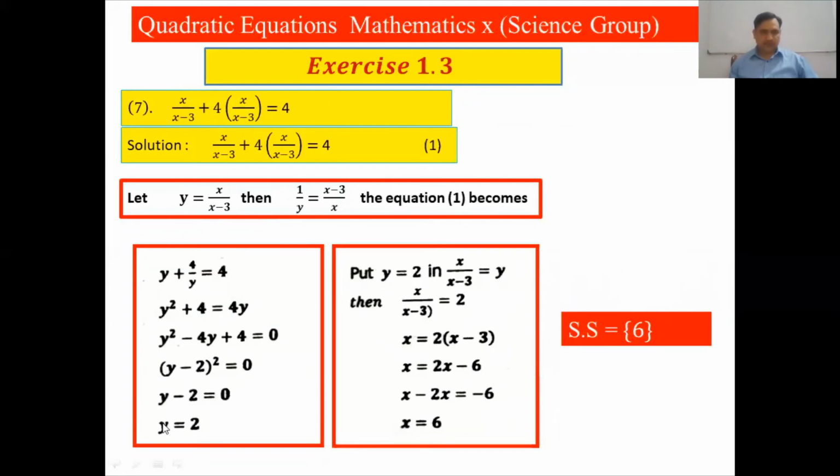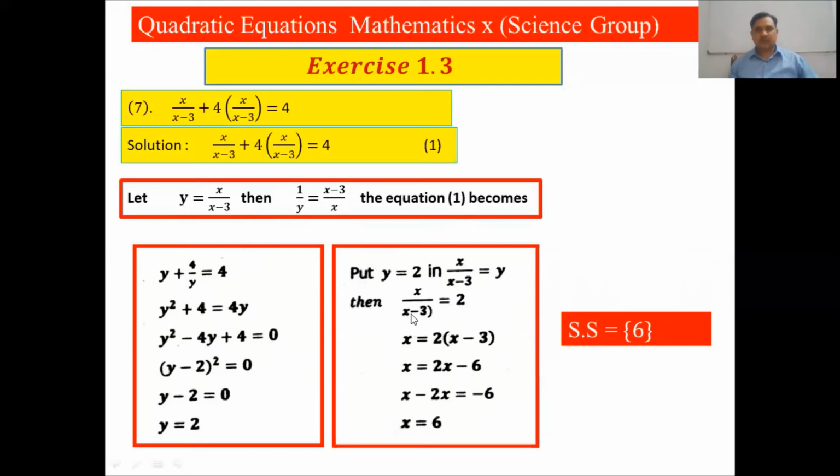Here y = 2. Now we have to replace this y = 2 in the equation y = x/(x − 3). We just replace y with 2, so x/(x − 3) = 2.